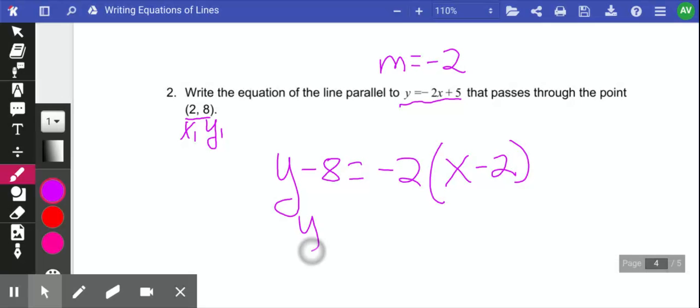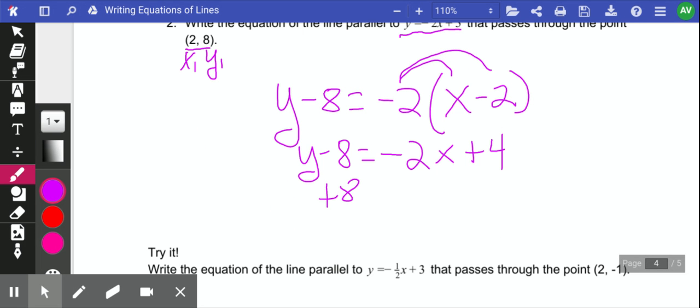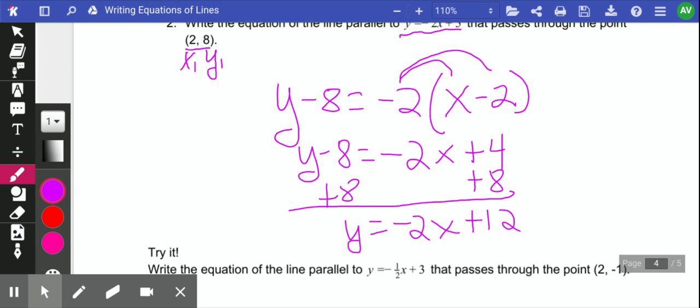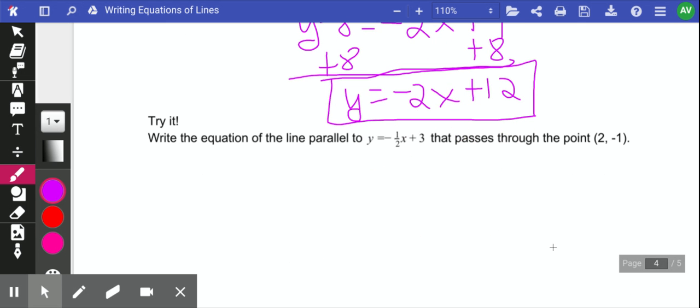All right, so now I have y minus 8 equals negative 2 times x, which is negative 2x. Negative 2 times negative 2 is positive 4. I add 8 to both sides of my equation. That gives me y equals negative 2x plus 12. And that's the answer. That's the line that's parallel. So again, notice we did not need this positive 5 for anything. All we needed from this equation was the slope. Okay? All right, good work. And then this is your try it problem.